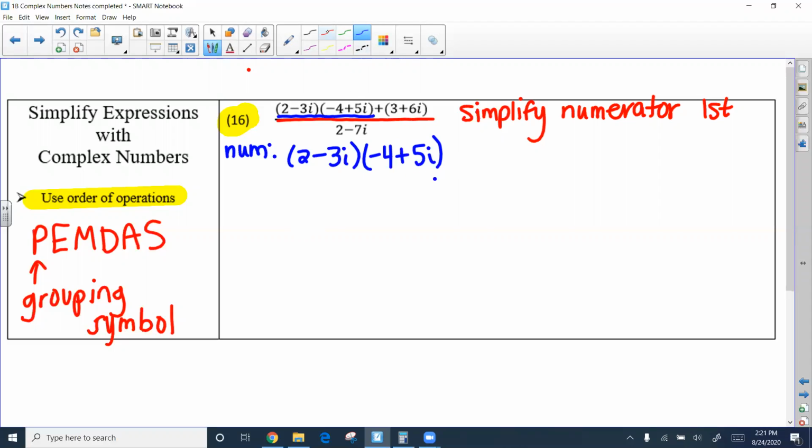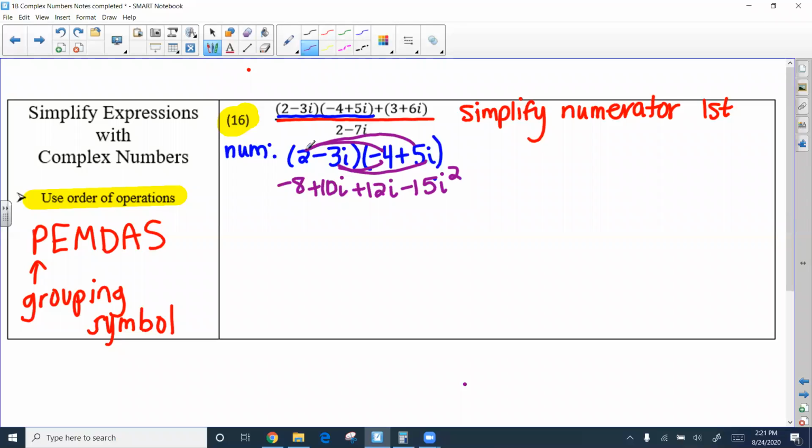I'm going to use distributive property, or you could use box method. So I'm going to distribute that 2. So that's going to be negative 8 plus 10i. Then I'm going to distribute the negative 3i. Negative 3i times negative 4 is plus 12i. And then negative 3i times 5i is negative 15i squared.